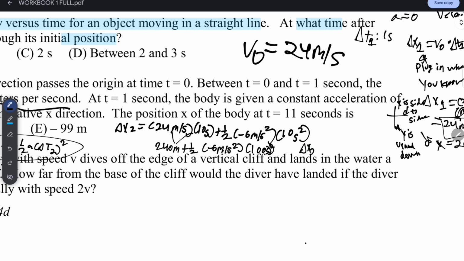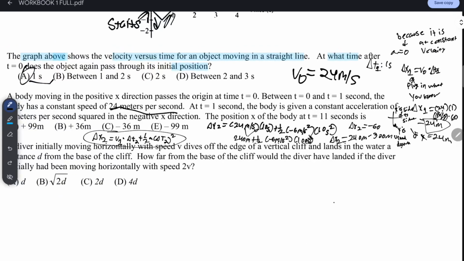Okay, and then we're going to substitute. So AP Physics 1 is algebra based, just letting you guys know. I should have mentioned that in the beginning. So 240 meters minus 300 meters is -60. So delta x is -60.